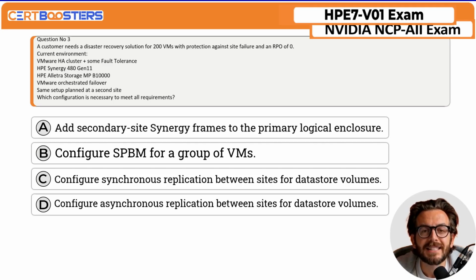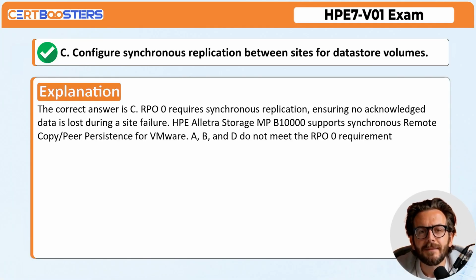A. Add secondary site Synergy frames to the primary logical enclosure. B. Configure SPBM for a group of VMs. C. Configure synchronous replication between sites for data store volumes. D. Configure asynchronous replication between sites for data store volumes. Correct answer: C. Configure synchronous replication between sites for data store volumes.